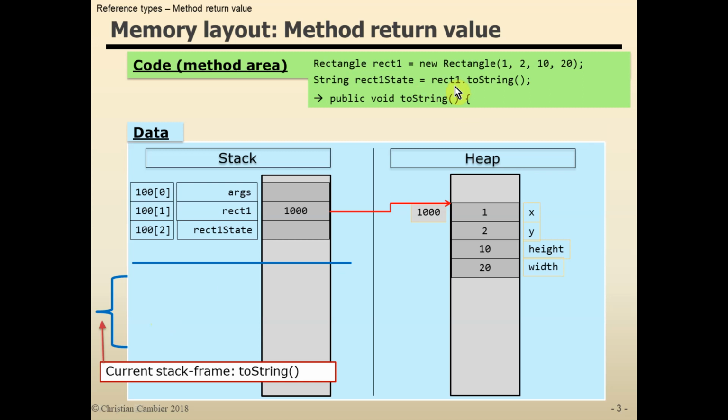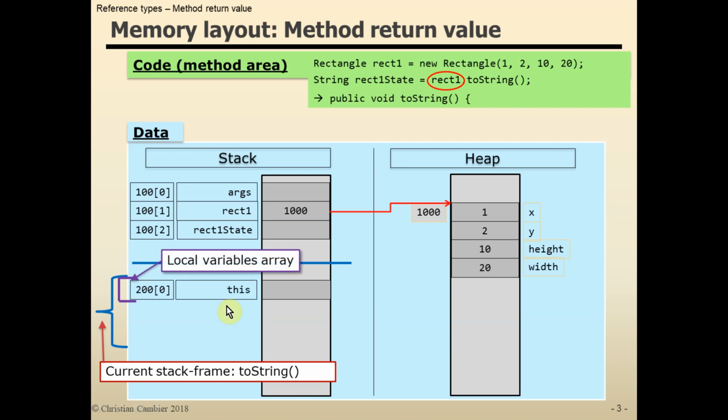Since in the main method toString is invoked on the object referred to by rect1, a copy of that value, so the address of our object, will be stored in the local variables array at the first position, denoted by an implicit variable called this, or the this pointer. It receives a copy of rect1. As a result, this points to the rectangle object as well, and so we have access to the object from within the toString method. Okay, the stack frame is set up.